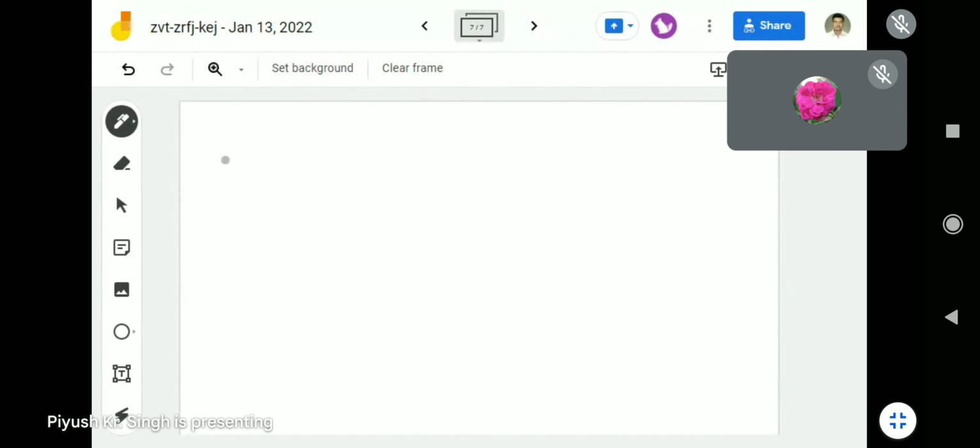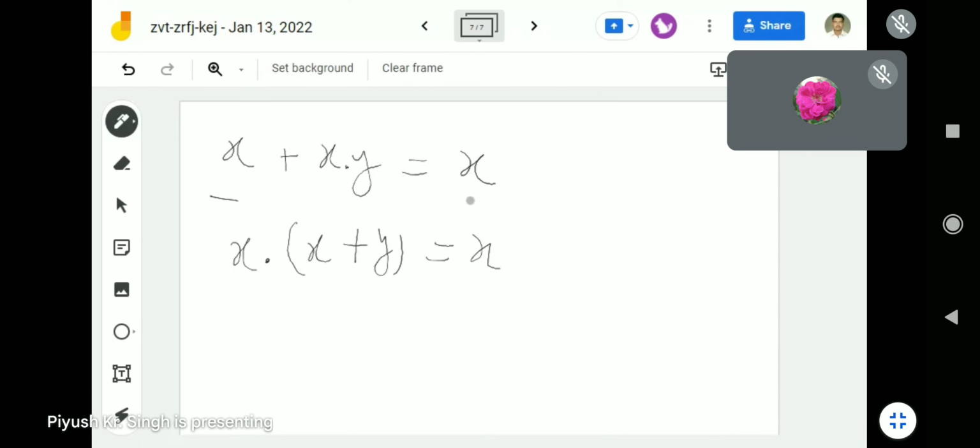Okay, this will be very clear as I am showing here. As you have shown that x plus xy is equal to x, so just apply duality. This plus will be replaced by a dot, and this dot will be replaced by a plus. So this is x dot x plus y, which is equal to x, hence proved by duality.